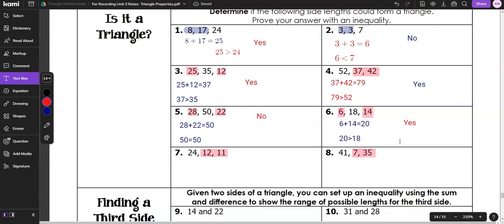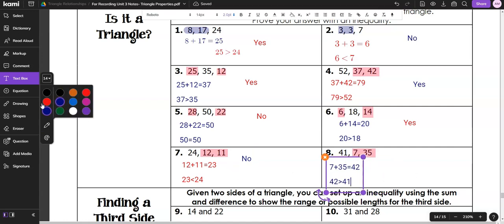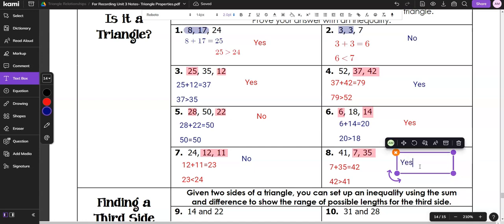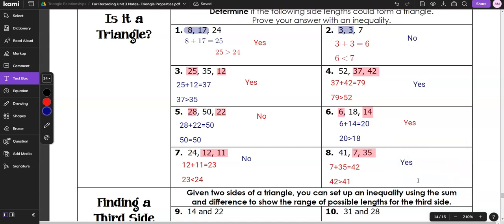All right, number 6, 6 plus 14 is 20. 20 is greater than 18. So yes, these three sides could represent a triangle. Number 7, 12 plus 11 is 23. And 23 is less than 24. So therefore, no, this could not be a triangle. All right, and finally, on number 8, we have that 7 plus 35 is equal to 42. 42 is greater than 41, so yes, this can represent a triangle. Take a moment here, pause, fill in the rest of these notes, and then continue on.